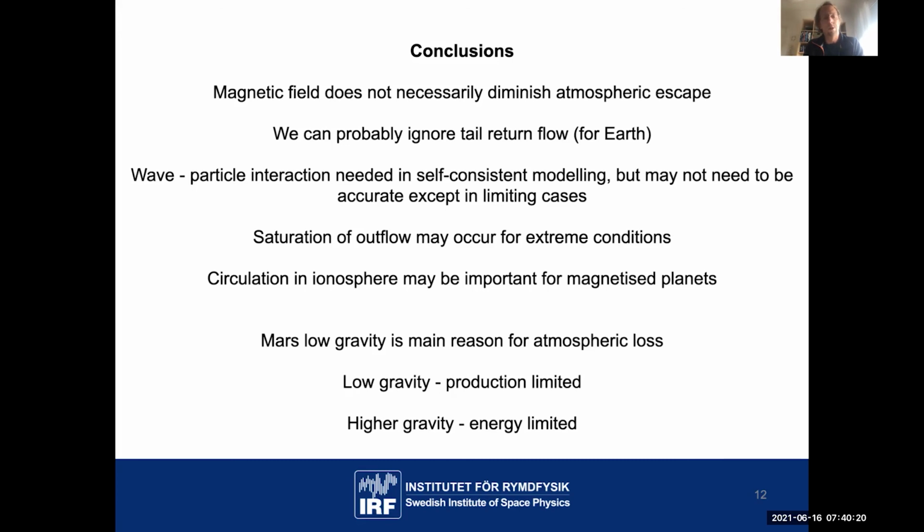In particular, the circulation in the ionosphere may be important for magnetized planets. And then for Mars, a simple statement would be that I think the low gravity is really the main reason for the bigger loss of that planet.